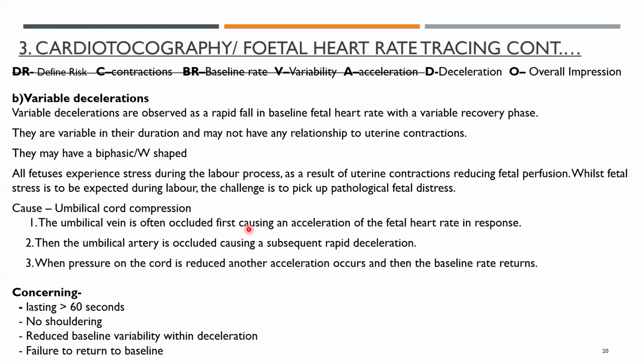What is a variable deceleration? These are observed when there's a rapid fall in the baseline heart rate with a variable recovery phase. Variable in the sense they're not constant, they're not consistent, they change, they have no relationship to the uterine contractions. They have nothing to do with when a uterine contraction starts or ends, and they don't coincide in any way. They're normally biphasic or double U-shaped.